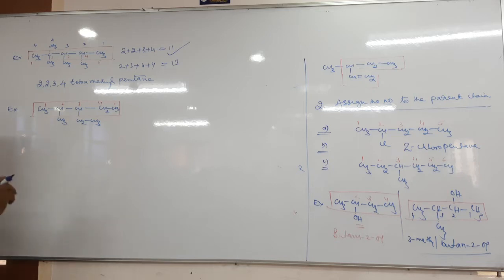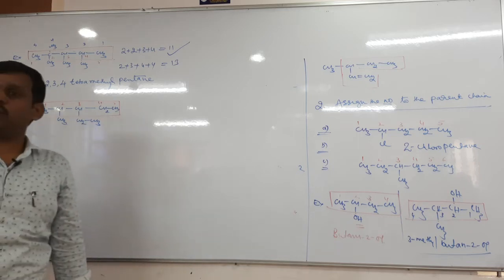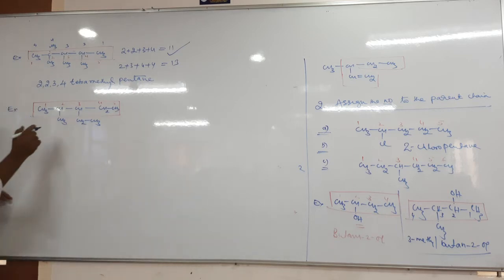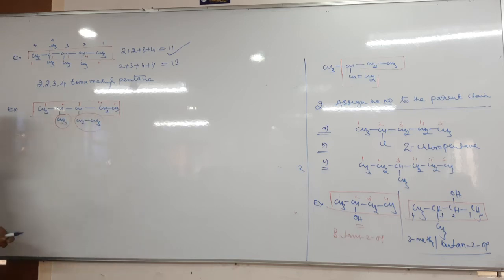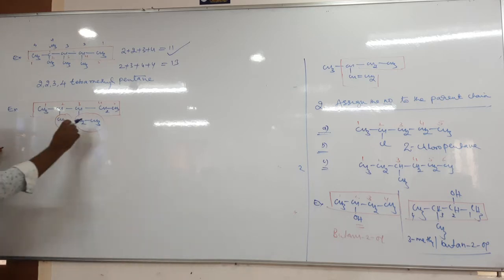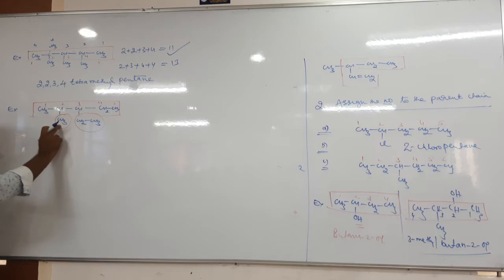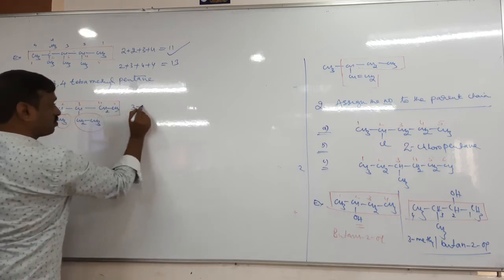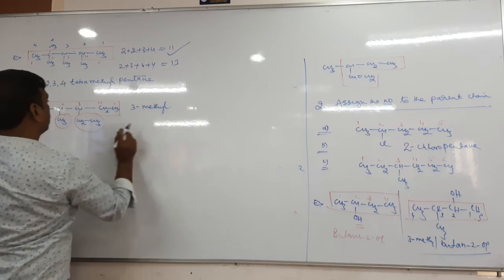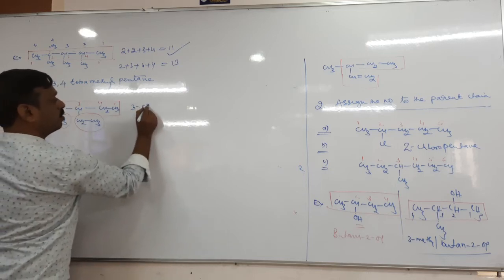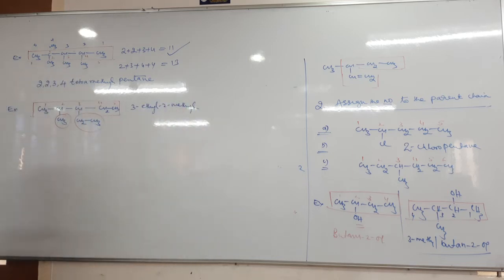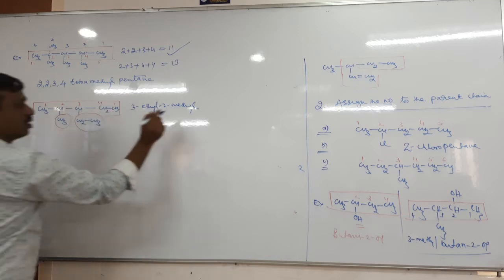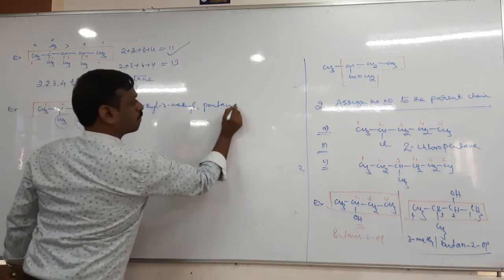Next is writing the name, and we should follow alphabetical order. Here methyl is a substituent and ethyl is a substituent. When two or more different substituents are there, they are named according to alphabetical order. Ethyl starts with E, methyl starts with M. Therefore it is 3-ethyl, 2-methyl, and the parent chain is meth, eth, prop, but, pent, that is pentane.